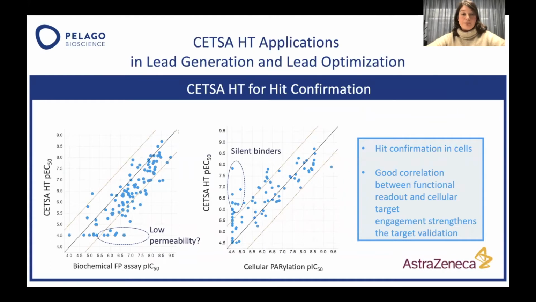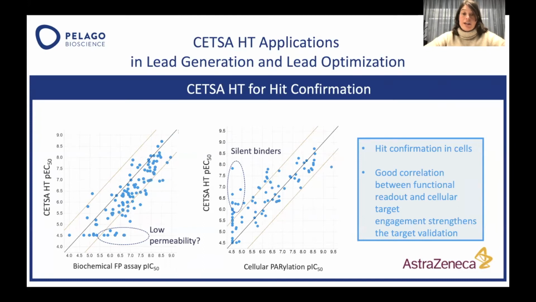This is also in line with how CETSA has been used by others, and that's CETSA HD for hit confirmation. First of all, there is this biochemical FB assay and the correlation with the CETSA data. In this graph, some compounds were not able to engage the target in the cellular environment. This could be either due to low permeability or for some other reason not engaging the target in intact cells.